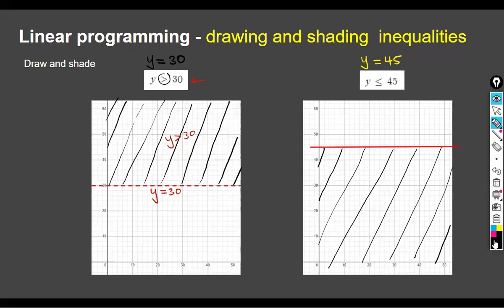Make sure it's slanted lines. The name of the line itself is y is equal to 45. The shaded region is y is less than or equal to 45. How many people got everything 100% correct for both questions? Great. For those who didn't, not a problem. Once you understand where you went wrong, take it as a win. And in half a minute, we will be moving on.